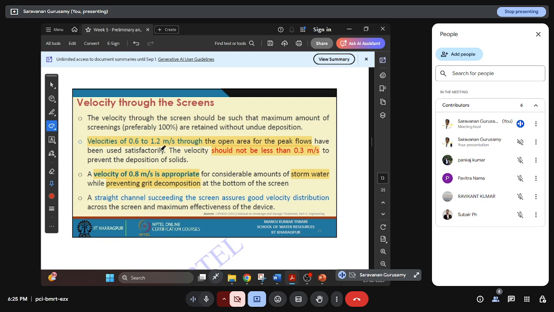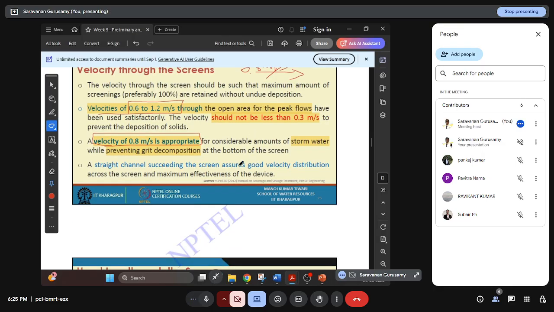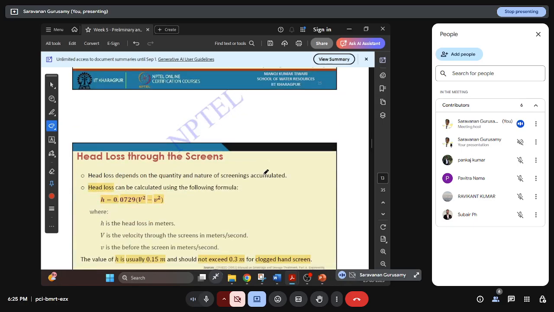And if you think about the velocity through the screen, it will be 0.8 to 1.2 meter per second. That is the higher velocity only, and it should not be less than 0.3 meter per second. A velocity of 0.8 meter per second is the average. So through the screen it should pass at 0.8 meter per second. A straight channel considering the screen assures good velocity distribution.